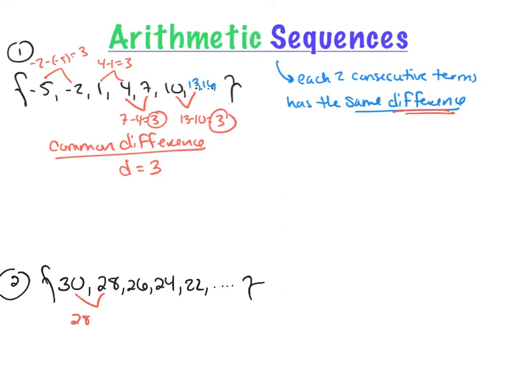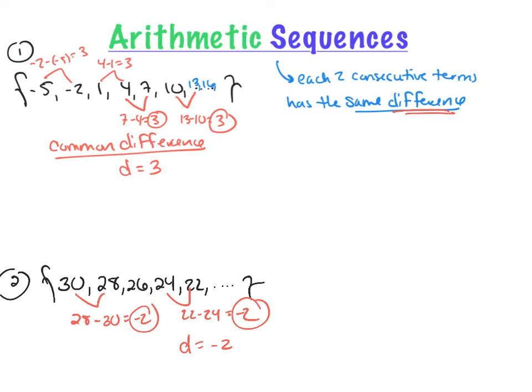So if we did the latter minus the former, 28 minus 30, we'd get -2. And if we did 22 minus 24, we'd also get -2. So in this case, the common difference is -2 because this sequence is going down by 2 each time.